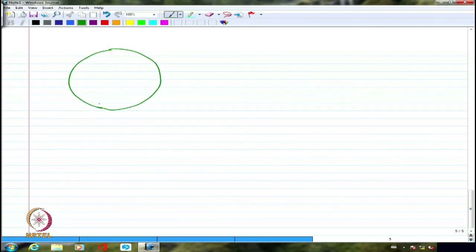Of course, there will be a small protrusion normally. I may have a north pole here and a south pole here. This will try to encompass as much area as possible. That's how it will be.